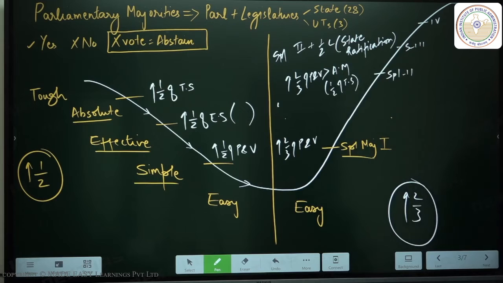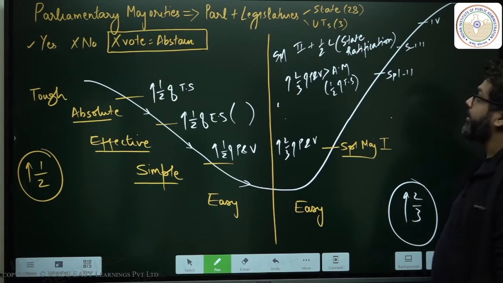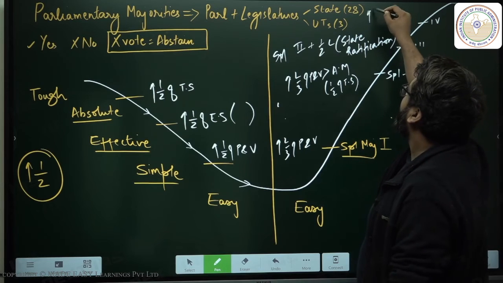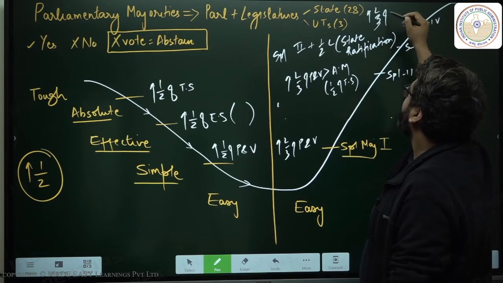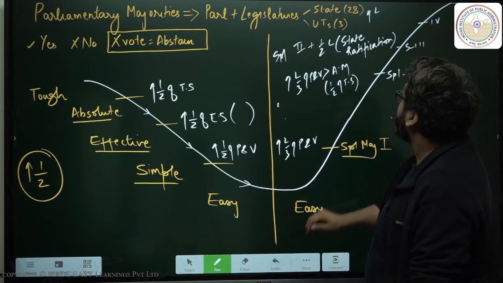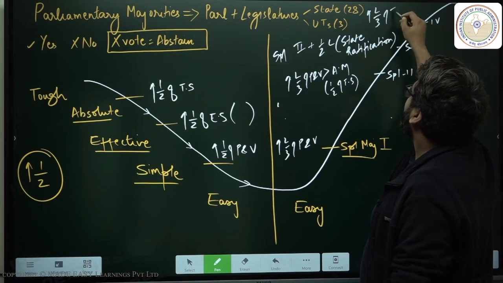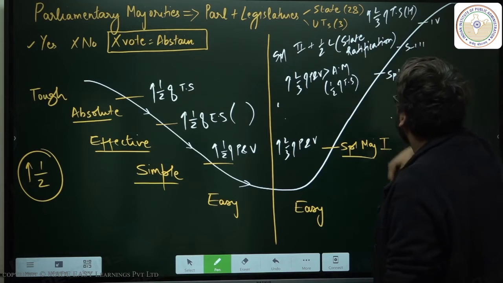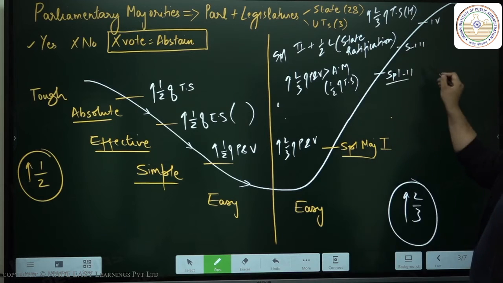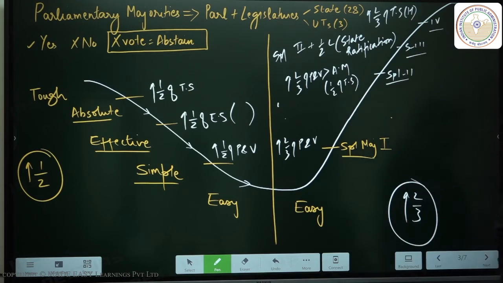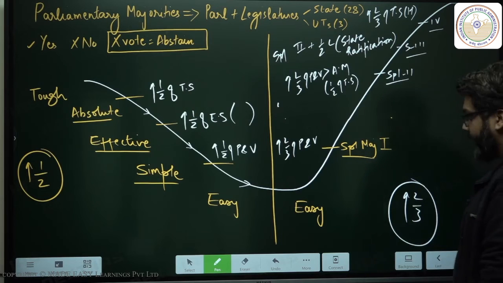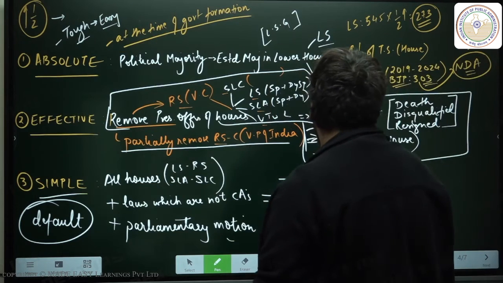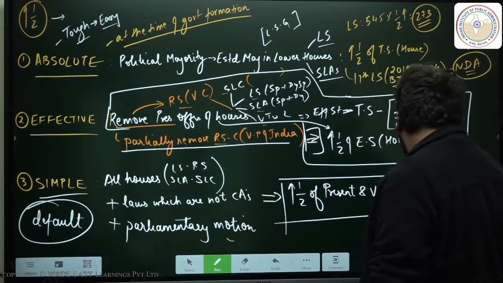Okay, plus a state ratification, and this, of course, is more than two-thirds of the total strength of that house. So this is what your graph looks like. ठीक है. सिंपल majority भी लिखा है मेरे यहाँ पे. ठीक है. Clear? Understood?